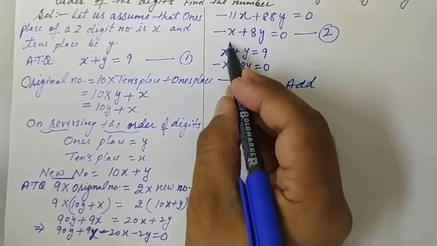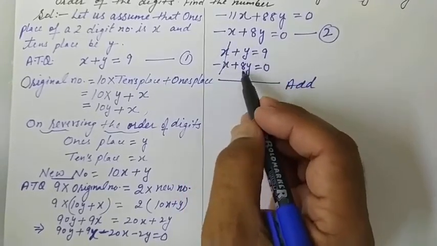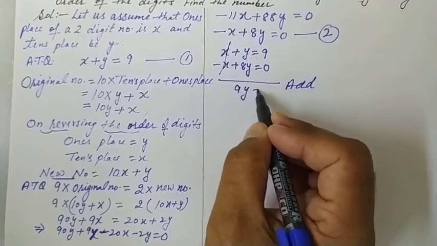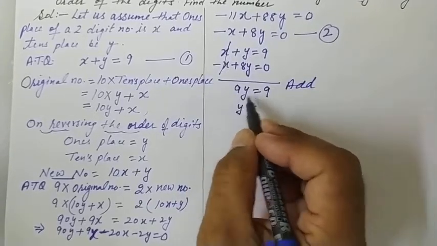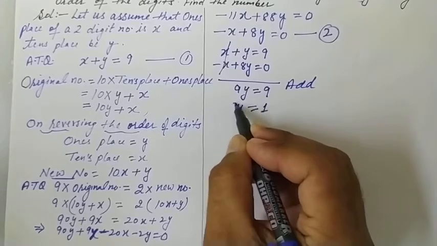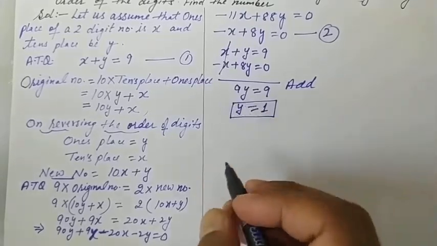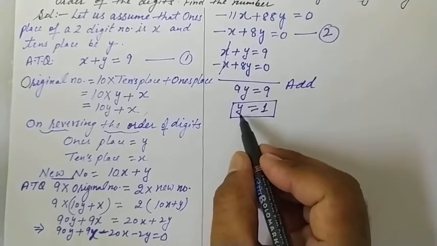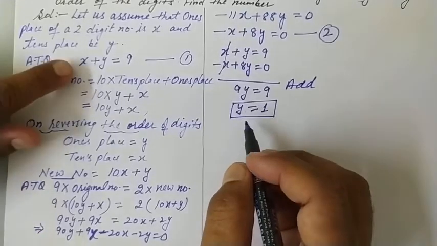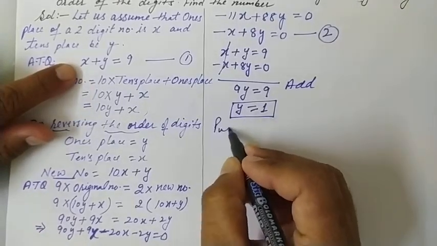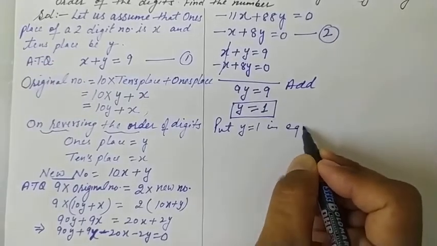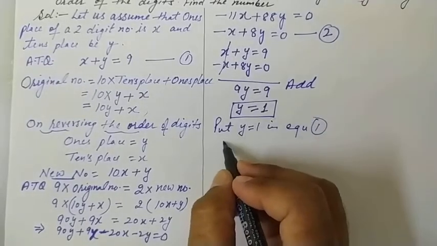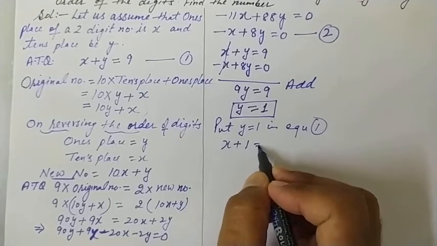After adding, x is cancelled. So y plus 8y is 9y is equal to 9, and it becomes y is equal to 9 over 9, that is 1. So y is 1 here. Next we'll put y equal to 1 in equation 1. So x plus y, which is 1, is equal to 9.